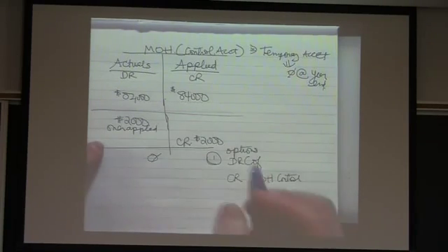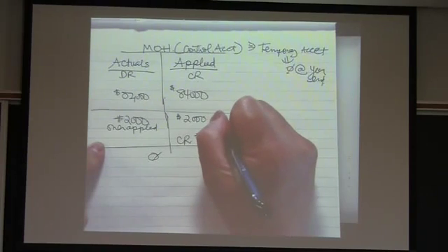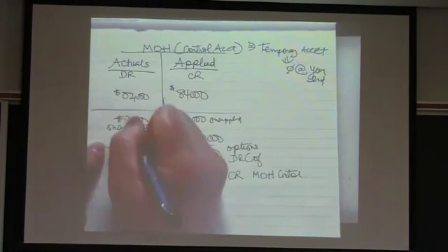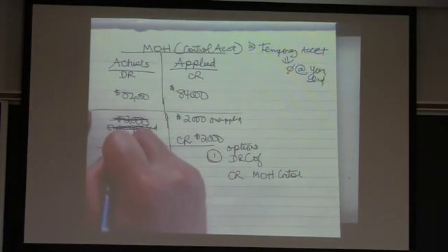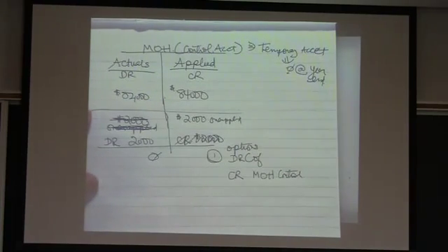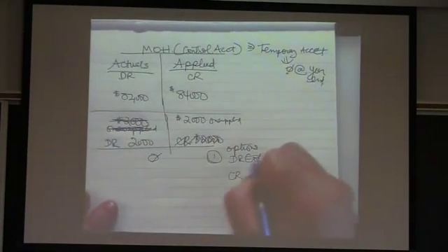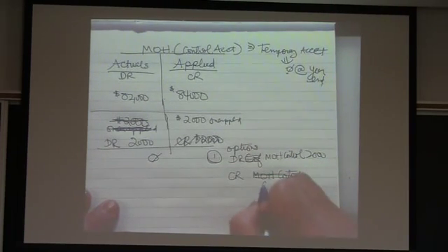Sorry, I got it backwards, you guys. It's 2,000 over applied on this side. Okay, and then we need to debit 2,000 here to make that go to zero. So we're going to debit MOH control and credit cost of goods sold.